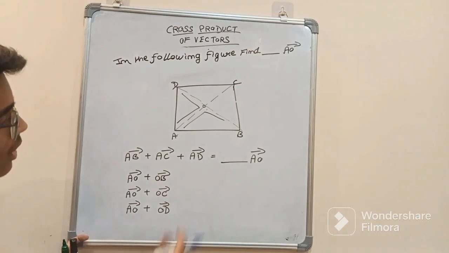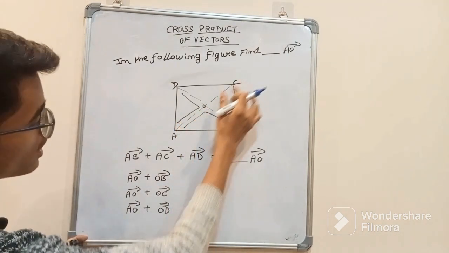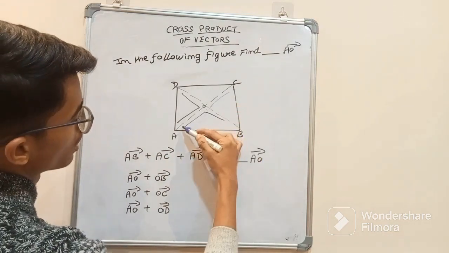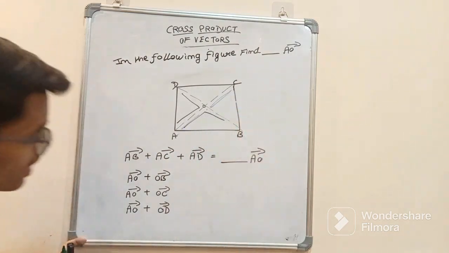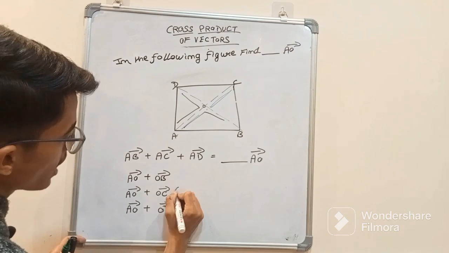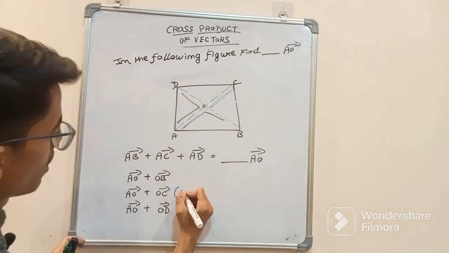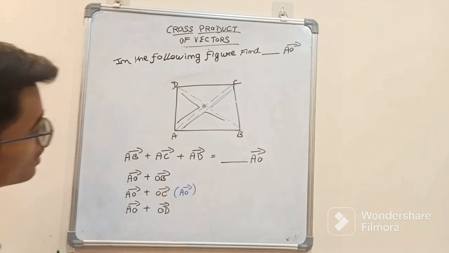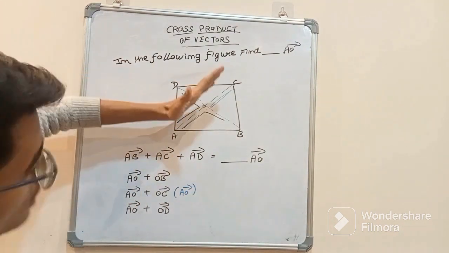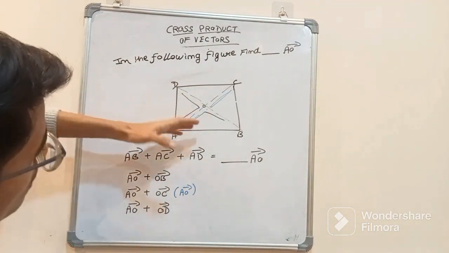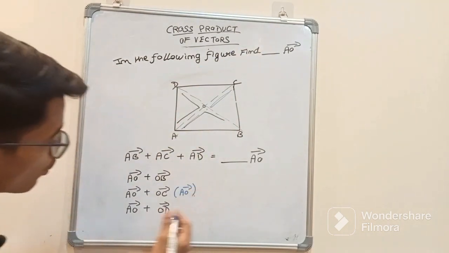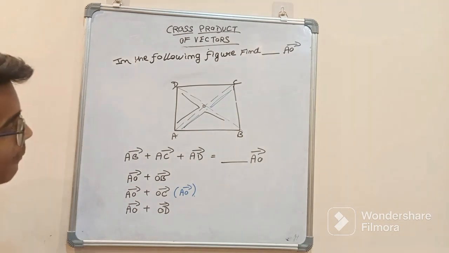Now we can see this AO and OC both are in the same direction, and diagonally that means both sides are equal. So can we write OC equal to OA? Both are in the same direction. This one is in this direction and this one is also in this direction. So can we write it as AO vector? This AO is also in the direction from here to here, and this OC is also in the same direction. So we can definitely write OC vector as AO vector.